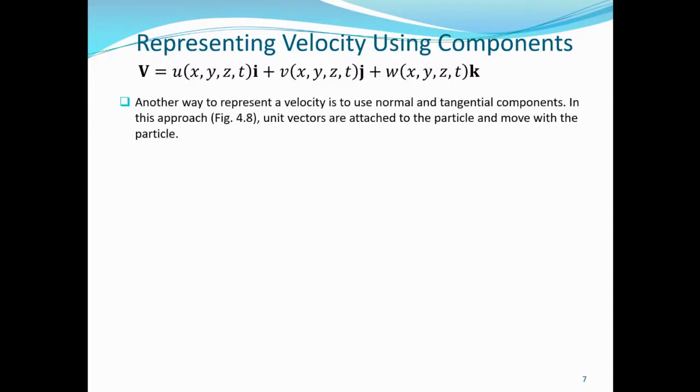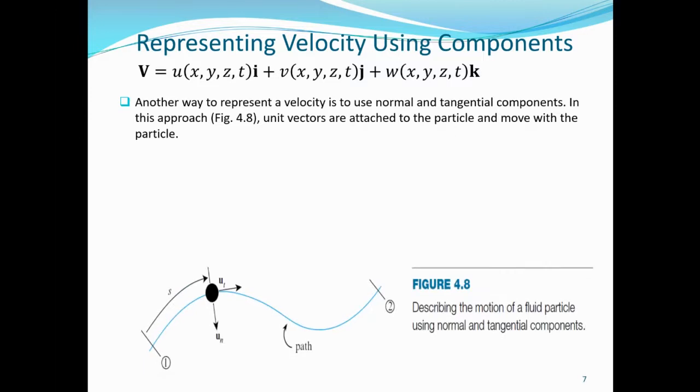Another way to represent a velocity is to use normal and tangential components. In this approach, we have unit vectors that are attached to the particle and move with the particle. So when you have a particle moving from point 1 to point 2, describing the motion of a particle using normal and tangential components, the particle has traversed a distance s. You have a unit vector directed normal to the flow path, and a unit vector that is tangential to the flow path.